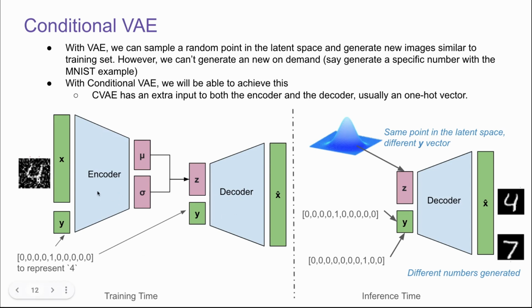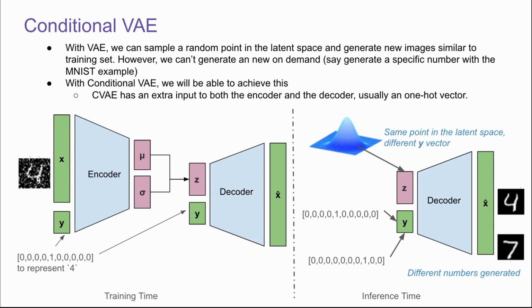In this case, both the encoder and decoder will learn that the image it's encoding and decoding is actually of number 4. And after the training is done, when we want to do actual inference, we also pass in an additional input, the one-hot vector. So even if we sample the same point in the latent space, if our y vector is different, it's going to generate different numbers. If we pass in number 4 as the one-hot vector, it's going to generate this image. If we pass in 7, it's going to generate this image, even with the same point in the latent space.